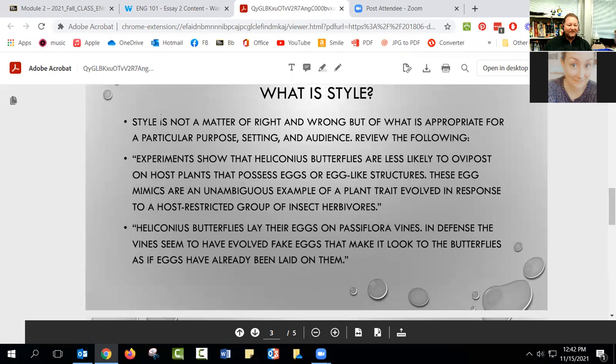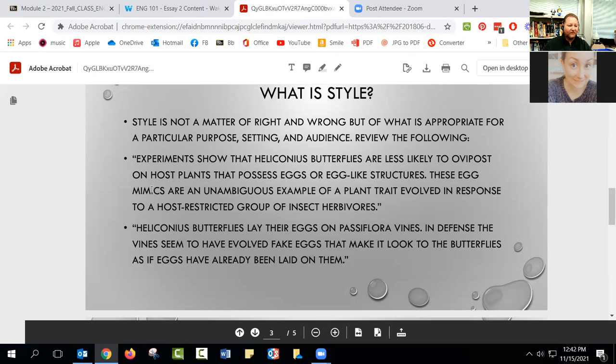And so pretty clearly, it isn't right or wrong. Some styles are perfect, but when applied to a different kind of essay with a different purpose or different audience, it's no longer perfect. It doesn't fit that style anymore, right? So you want to think about all those things together. So we look at these two examples here, right?